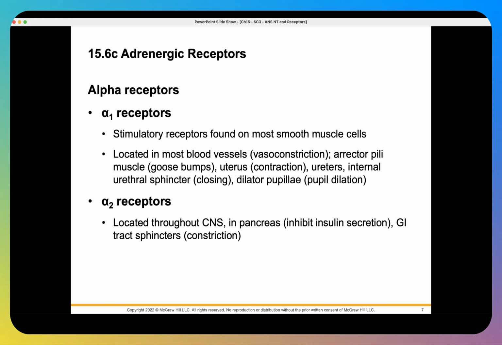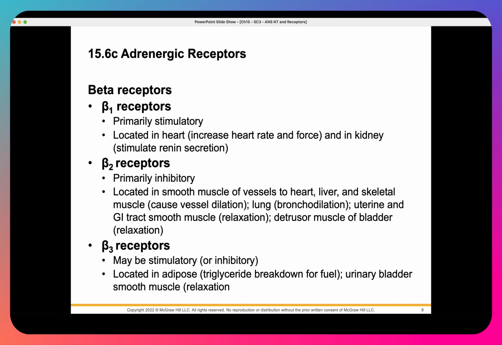I'm really not going to spend a lot of time or hold you responsible for alpha-2 receptors. Now, if I had to pick a class of receptors that are critically important to understanding the material covered in AMP2, it's going to be beta receptors. Remember, it's all about the receptor. Once the receptor is activated by the appropriate chemical messenger, we will see some change in cell activity.